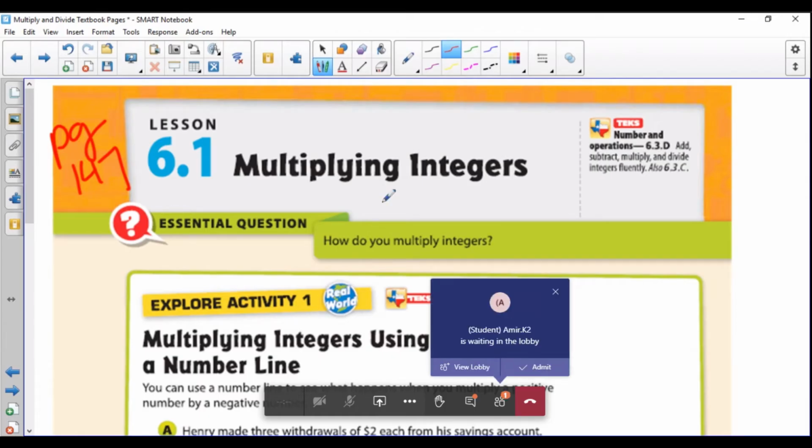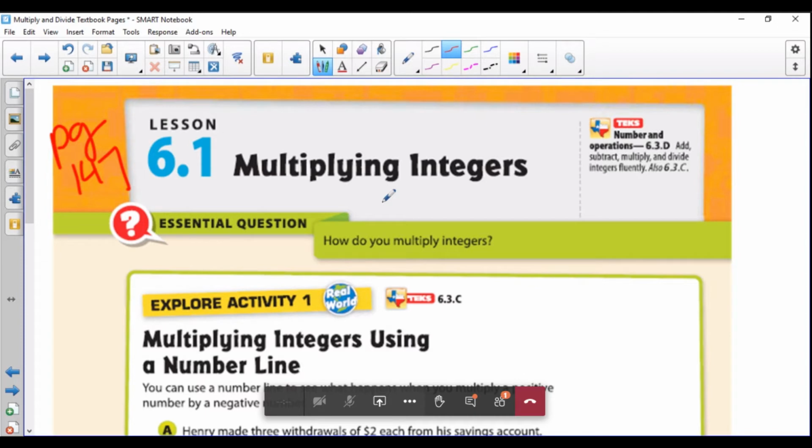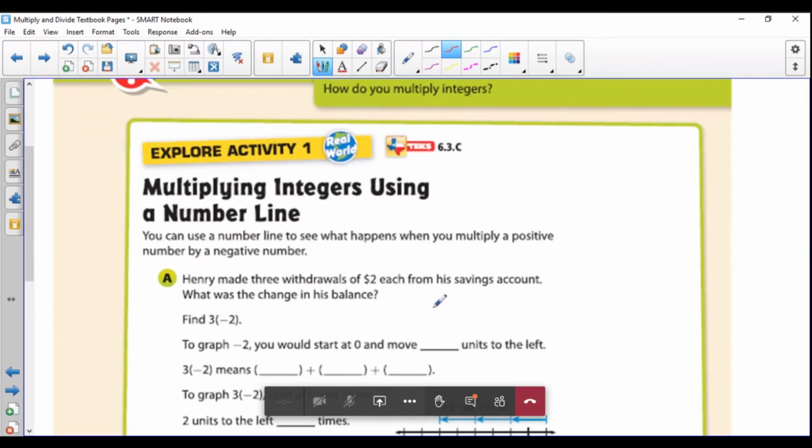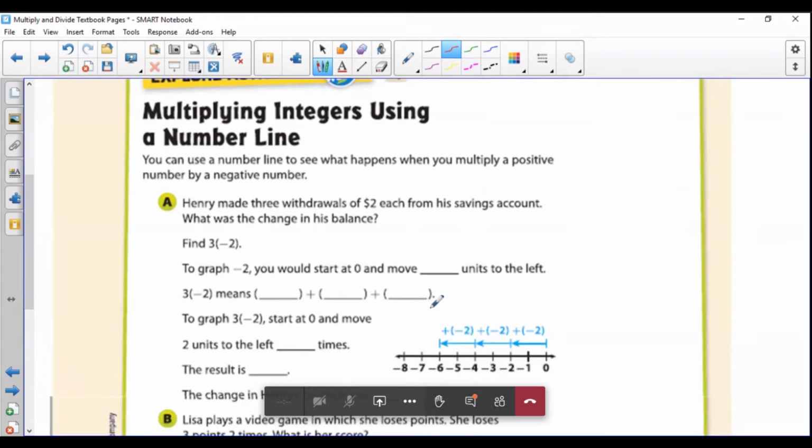Multiplying integers, okay? I want to make sure that we are understanding exactly what we need to do. So for example, let's look at the very first part. It says you can use a number line to see what happens when you multiply a positive number by a negative number. Reminder, this is page 147, in case you are looking for this page in your textbook or notebook.